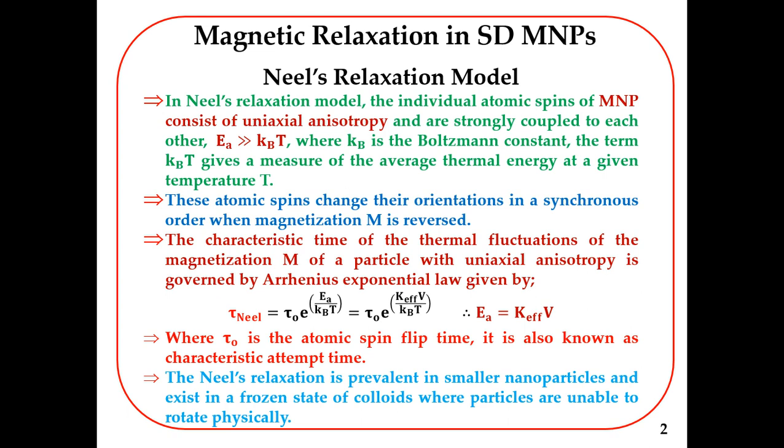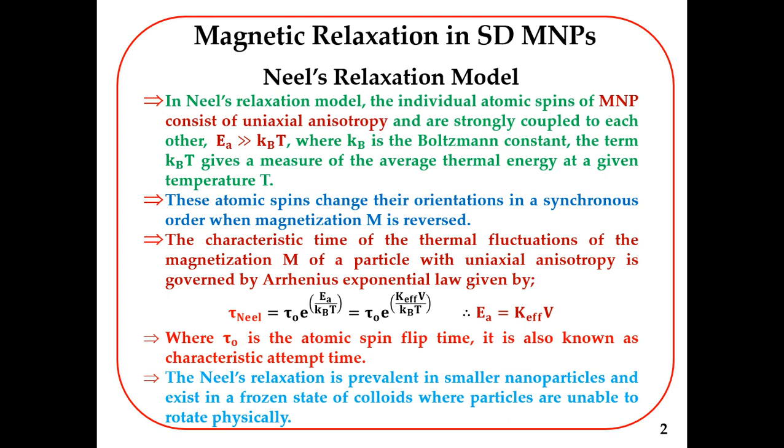in the last 3 weeks. So we have discussed the magnetic relaxation in single domain nanoparticles. In our system, the most important is the Neel relaxation model. In the Neel relaxation model, the individual spins of the nanoparticle consist of uniaxial anisotropy and are strongly coupled to each other, and EA is the anisotropy energy. If the anisotropy energy is greater than the thermal energy, we are in a blocked state, and these atomic spins change their orientation in synchronous order as the magnetization is reversed. This is called coherent rotation.